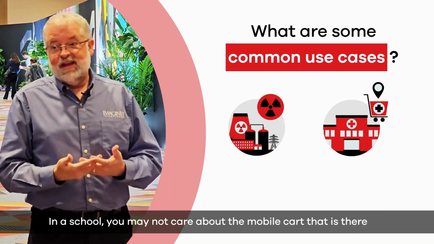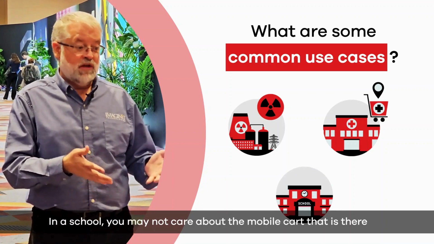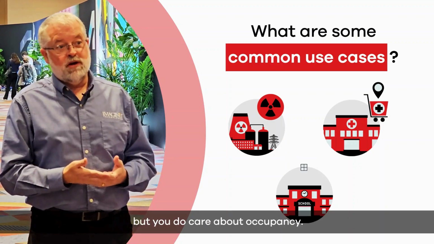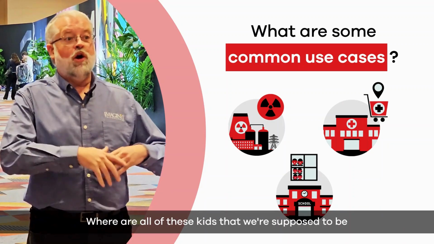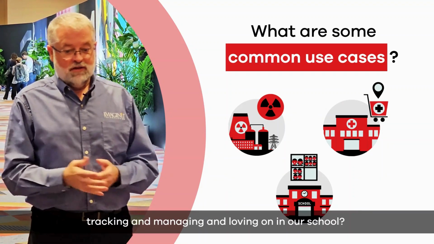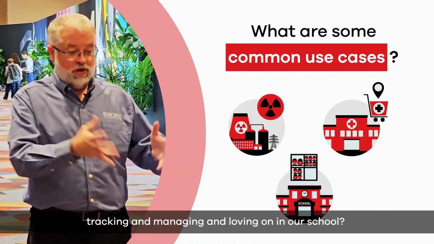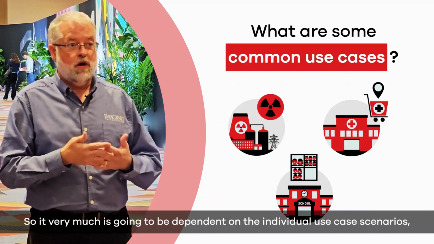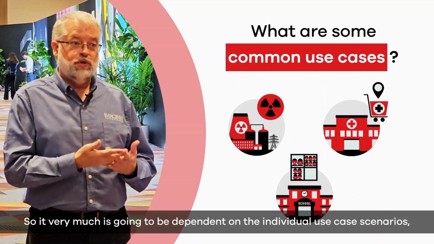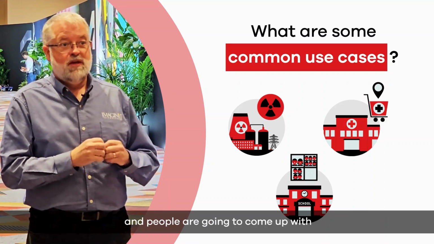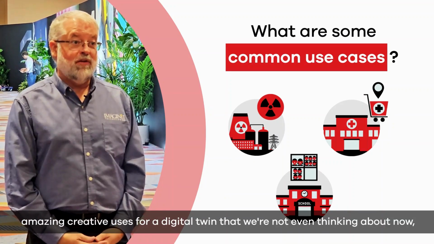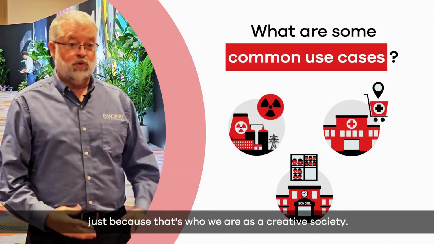In a school, you may not care about the mobile cart that is there, but you do care about occupancy. Where are all of these kids that we're supposed to be tracking and managing and loving on in our school? So it very much is going to be dependent on the individual use case scenarios, and people are going to come up with amazing creative uses for a digital twin that we're not even thinking about now, just because that's who we are as a creative society.